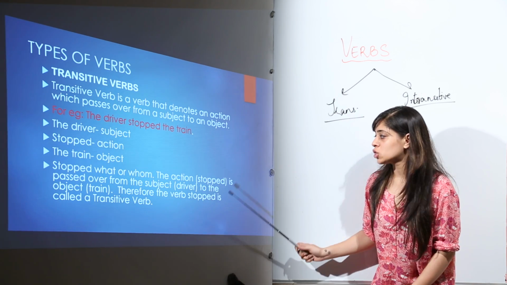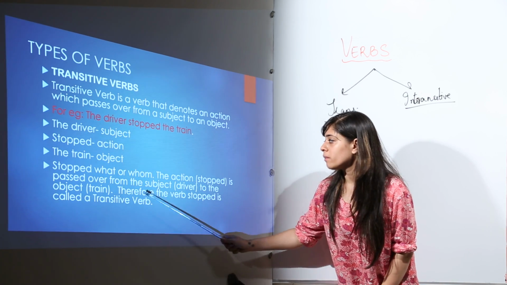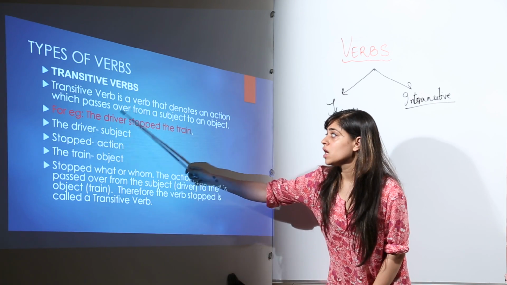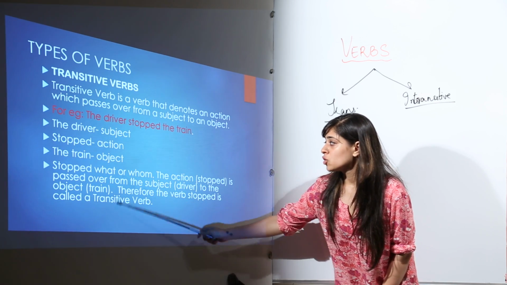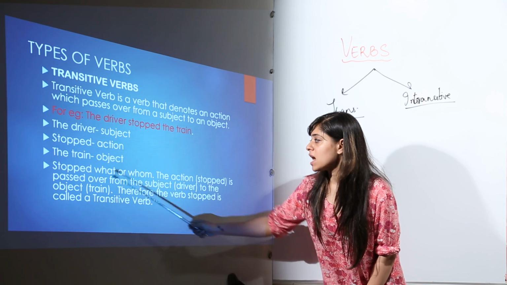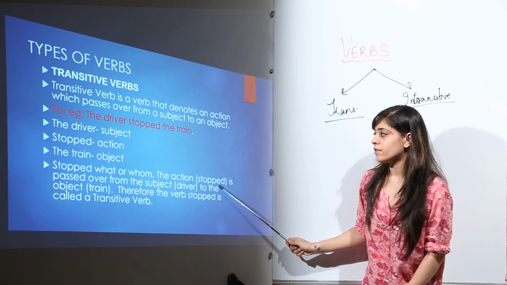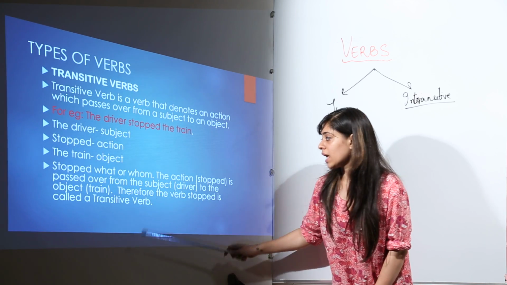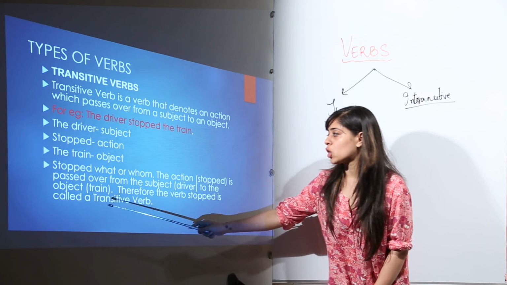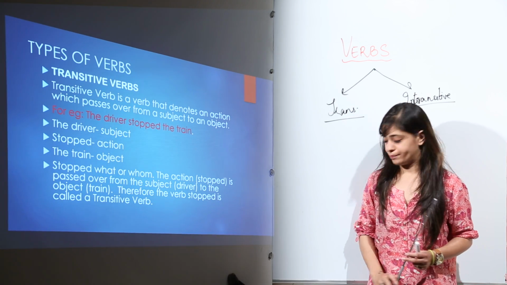So the action stopped is passed over from the subject, that is the driver, to the object, that's the train. Therefore, the verb stopped is called a transitive verb.